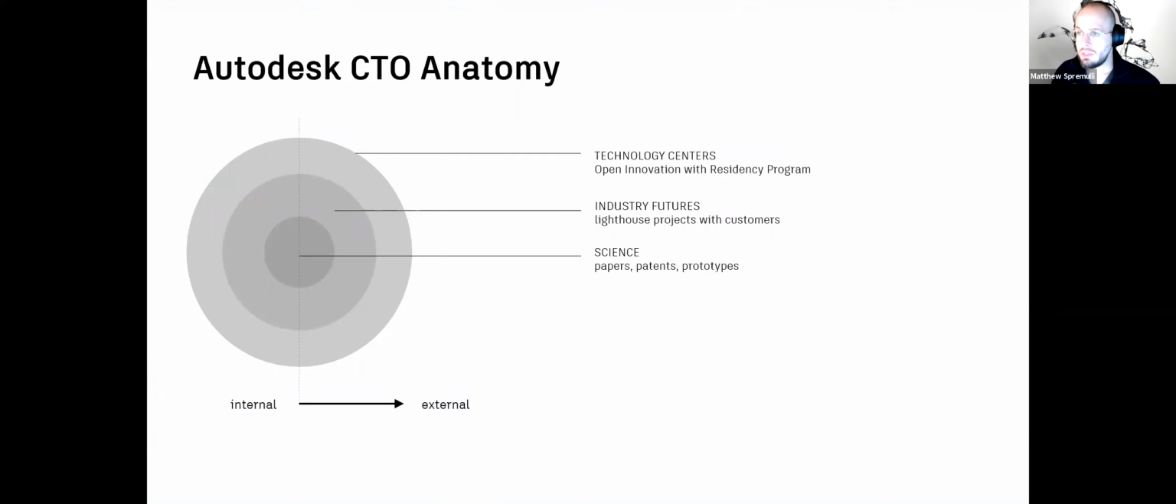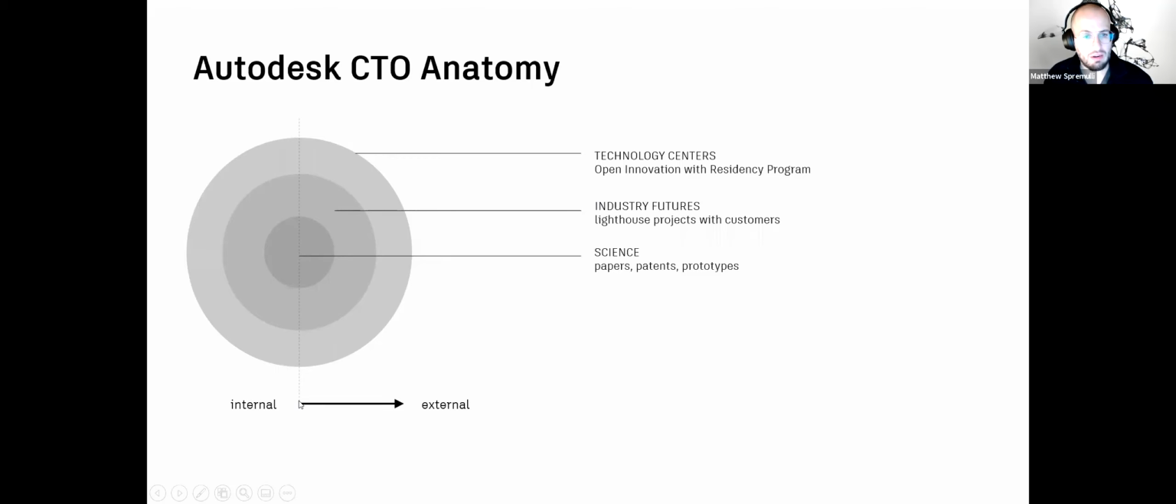So my role with the technology centers is generally bundled under what we call Autodesk's Chief Technology Officer, or CTO. And under the Technology Center, I help run an open innovation and residency program that we now call the Outside Network. But there's two other levels in which Autodesk CTO exists. And I'll talk about the Industry Futures group in a small while.